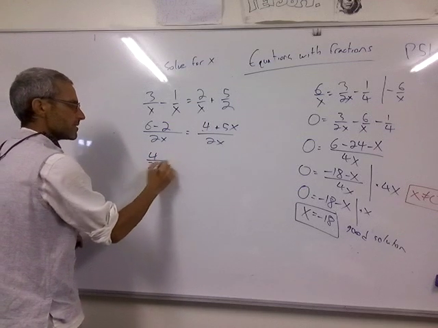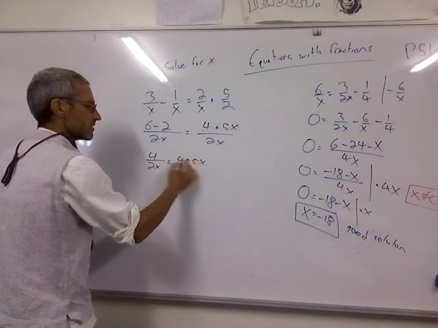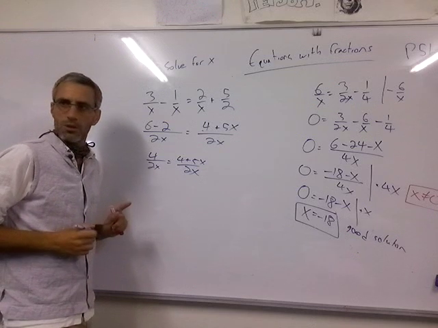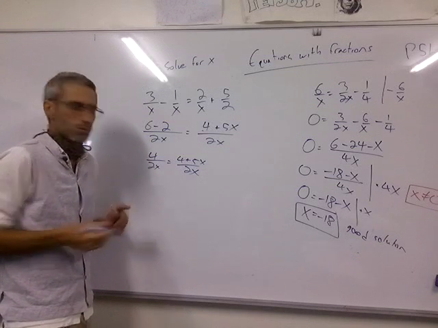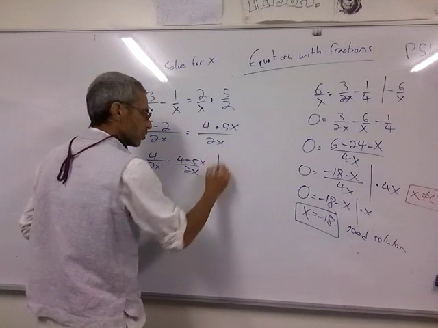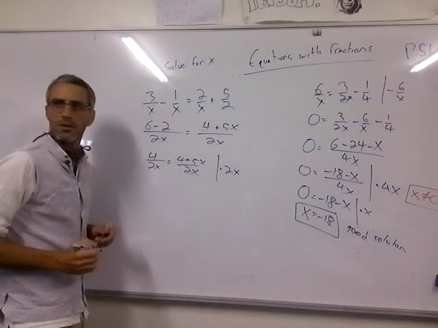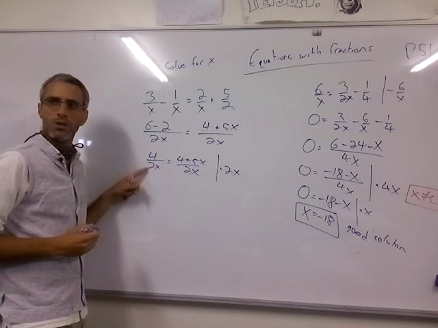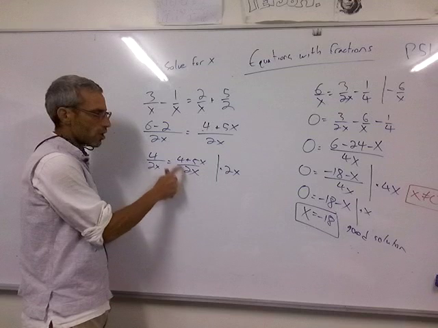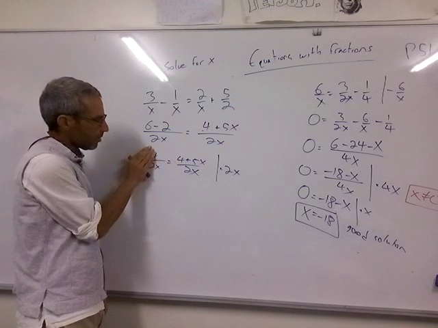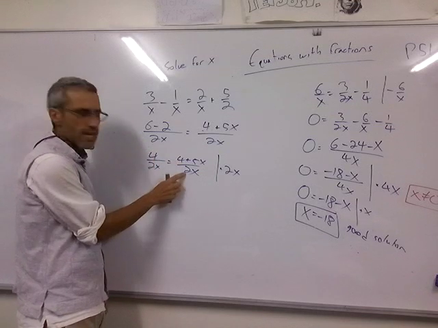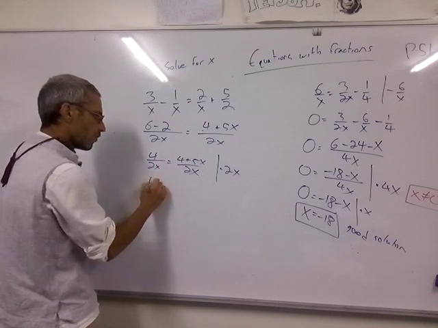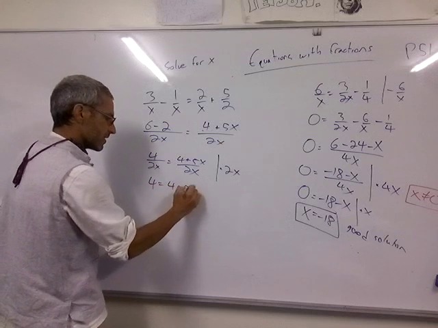4 over 2x equals 4 plus 5x over 2x. Can you move it over now? No. Before we move it, what shall we do? We want to get rid of the 2x, so we're going to multiply by the 2x. Can we cross cancel those two? Yes. Well, this one you definitely can't. Why can't you cross cancel this? The problem is if you cross cancel that, now you don't have the same denominator. The whole idea is we want to have the same denominator. So we're going to have 4 equals 4 plus 5x.